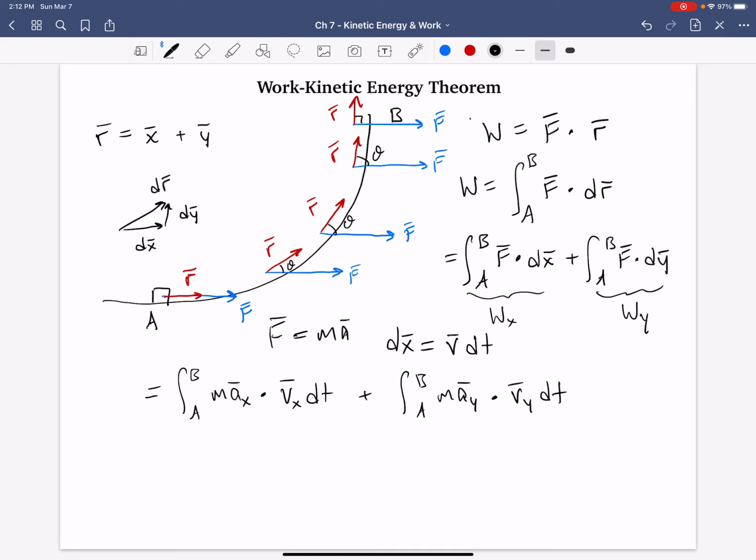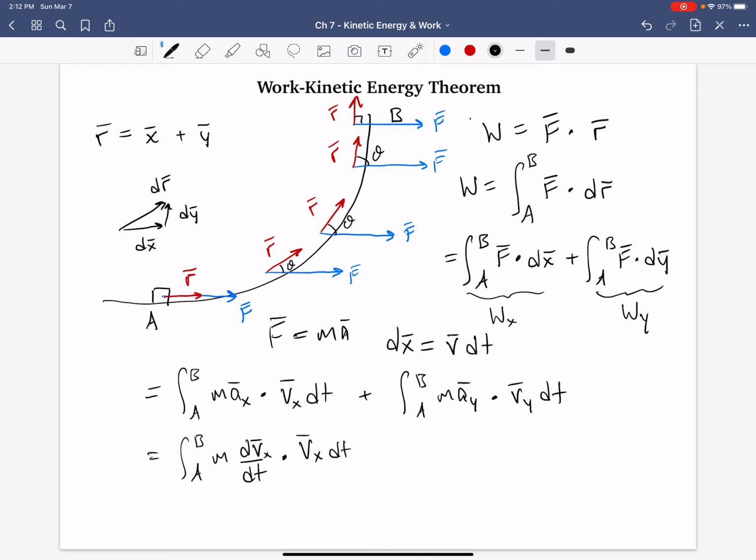We can even rewrite acceleration here, right? We can write that in terms of v and t. Let's do that. We have mass. Acceleration is change in velocity over change in time. So in calculus speak, that's dv/dt. And this is in the x direction, so we have to be consistent. The dot stays there. We haven't evaluated the dot product yet. Then we have Vx and dt.